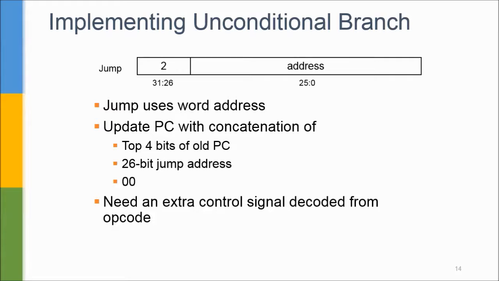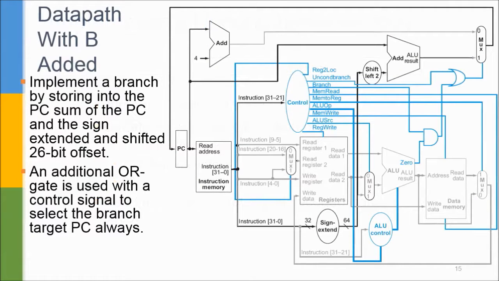The addition of the control for this branch is shown in this figure. An additional OR gate is used with a control signal to always select the branch target PC. This control signal is called unconditional branch. It is asserted only when the instruction is an unconditional branch.